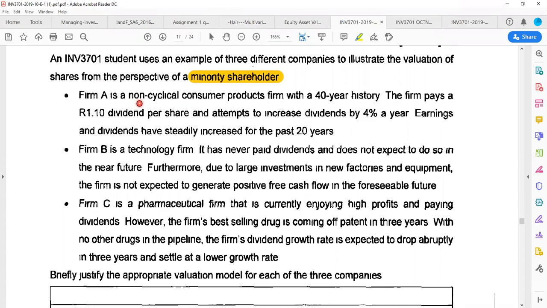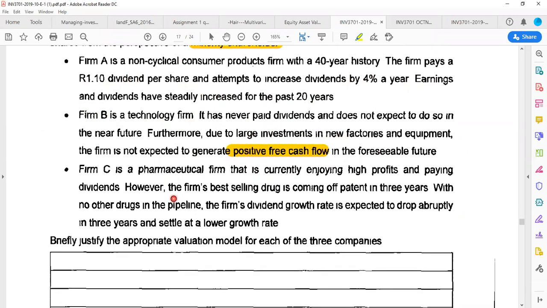We're given Firm A, a cyclical company with a 40-year history, paying a 1.10 dividend per share, right? And it aims to increase dividends by 4% per year. Earnings and dividends have steadily increased over the past 20 years. B is a technology company that has never paid dividends. It's made large investments in new factories and equipment, and it doesn't expect to generate positive free cash flow in the foreseeable future.